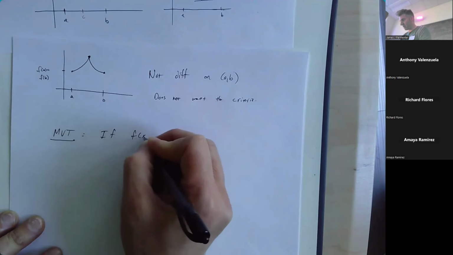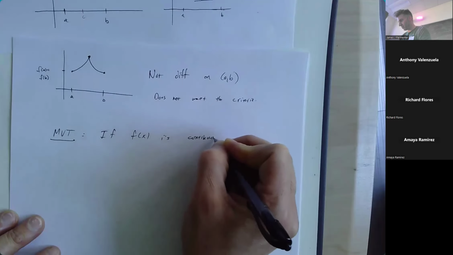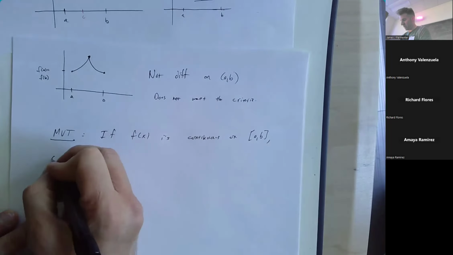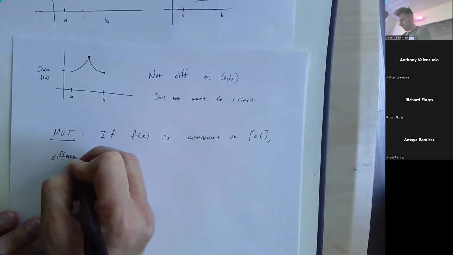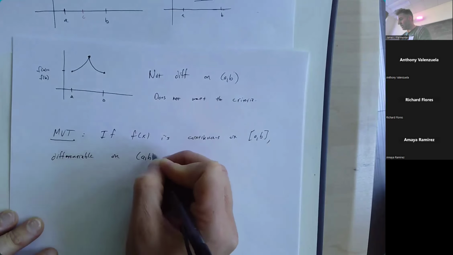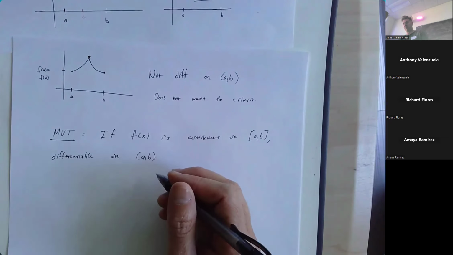If f of x is continuous on the closed interval from A to B, differentiable on the open interval. And again, it can be continuous and differentiable on larger intervals as well. This is just the bare minimum. It has to be continuous at least on the closed interval from A to B and differentiable at least on the open interval from A to B. But usually the functions are continuous and differentiable everywhere.